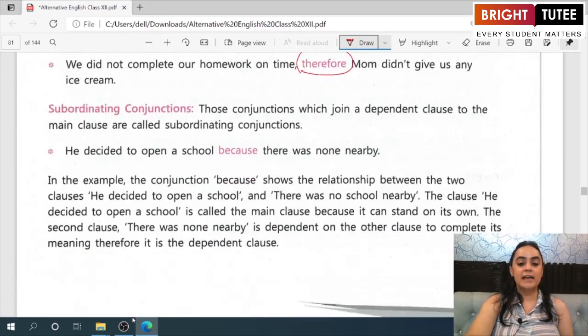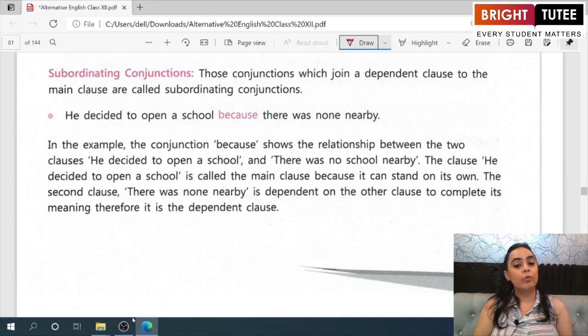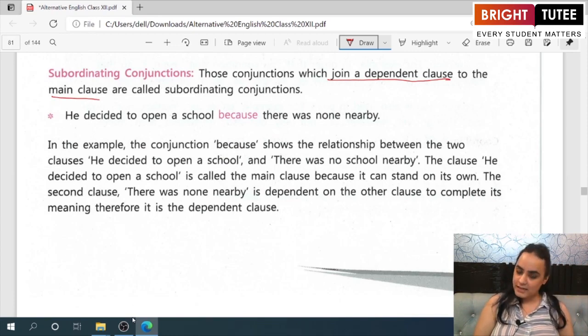Then we have the next type of conjunctions, which are subordinating conjunctions. Those conjunctions which join a dependent clause to the main clause. The main clause is connected with the subordinate clause or the dependent clause using a subordinating conjunction. For example, he decided to open a school because there was no one nearby. Now, what is the main clause? He decided to open a school.